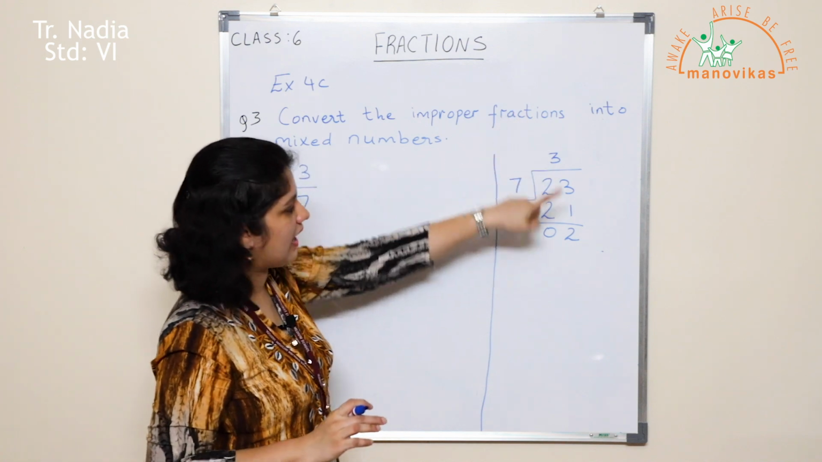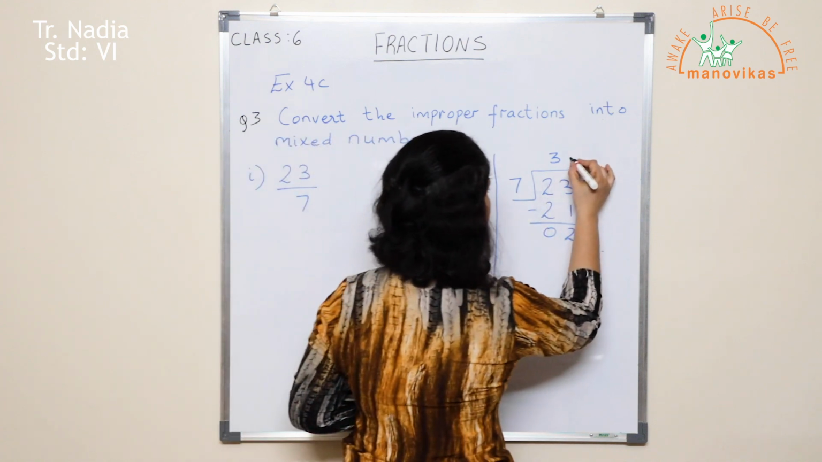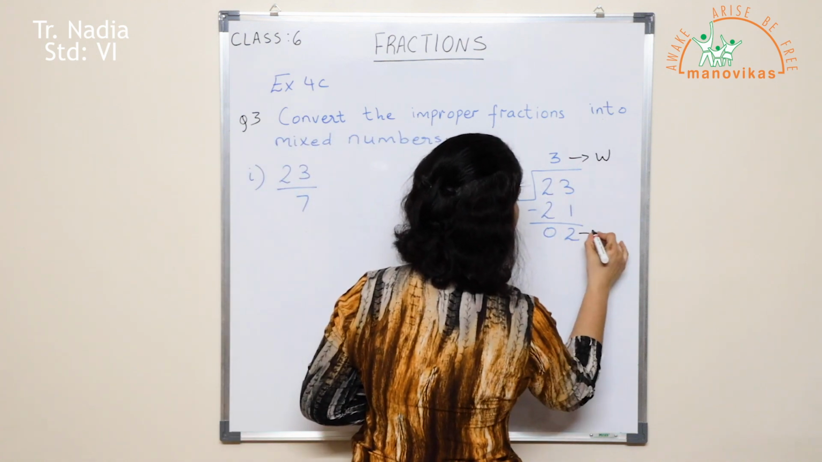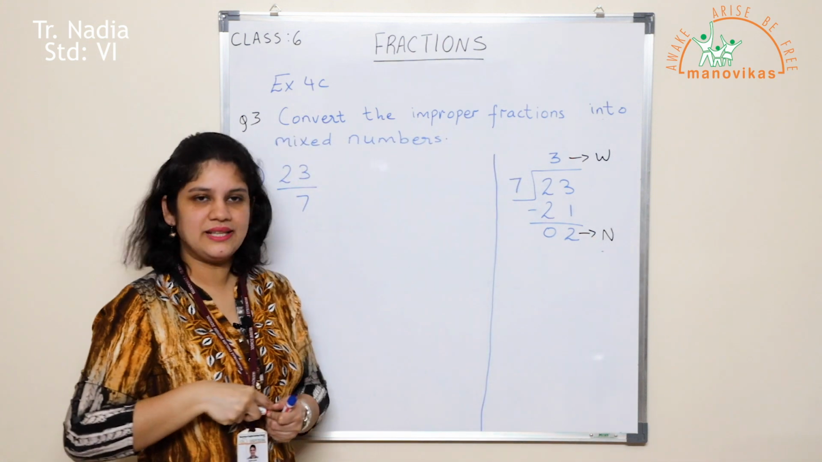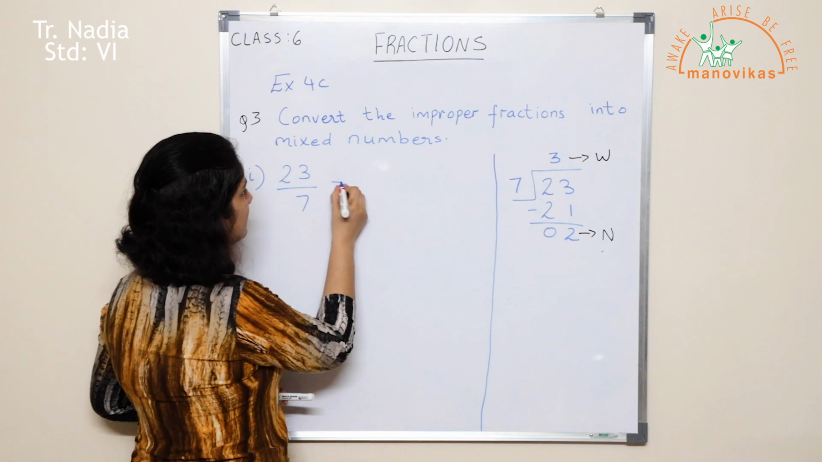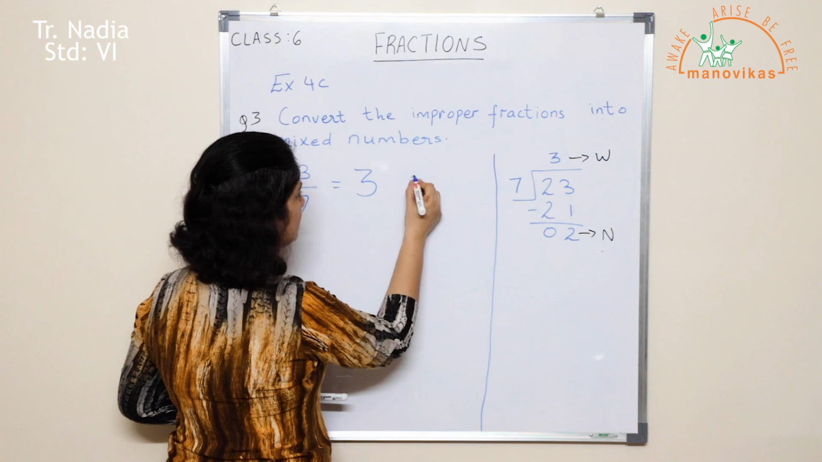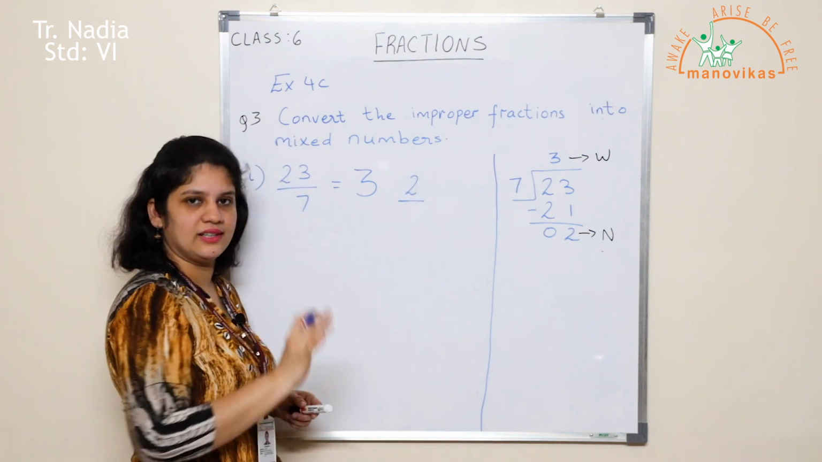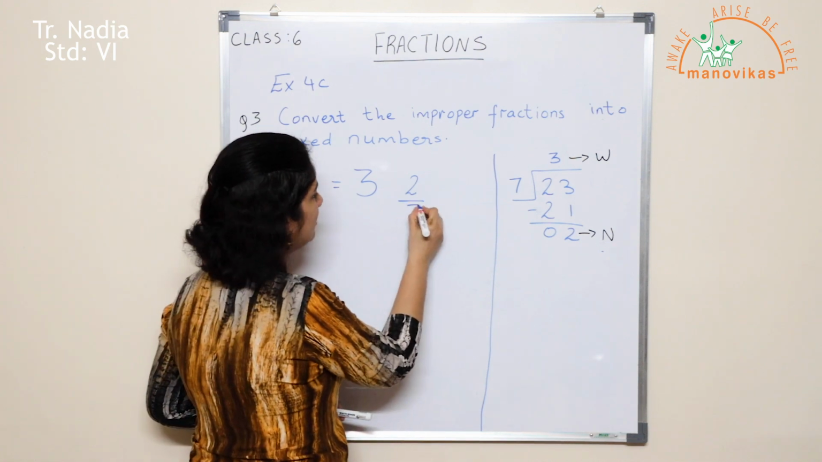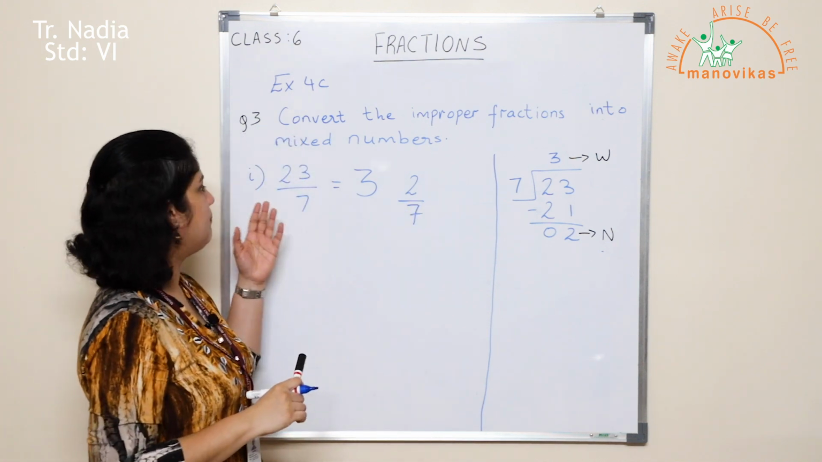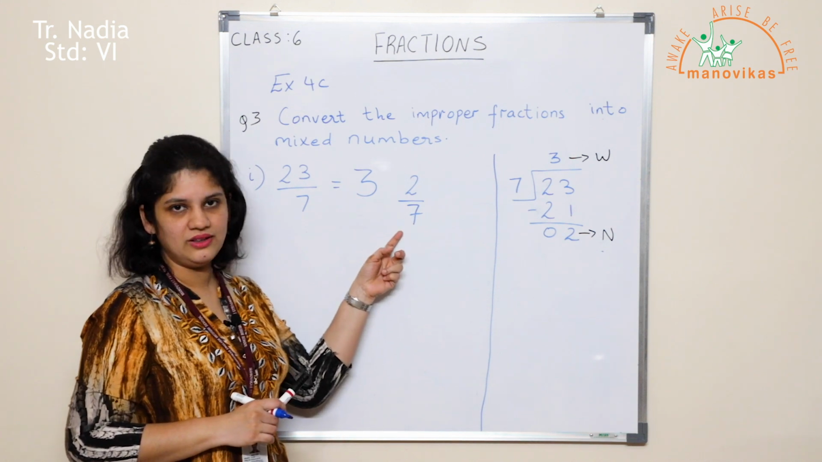Okay, my division is done. I have got a quotient, I have got a remainder. Now the quotient will be your whole number and your remainder will be your numerator. So when I want to write this as a mixed number, the quotient is the whole number, so 3 will come here. 2 is the numerator, so 2 will come here. The denominator does not change, it remains as it is. So if it was 7 here, it will be 7 here also. So the improper fraction is converted to a mixed number. It is 3, 2 upon 7.